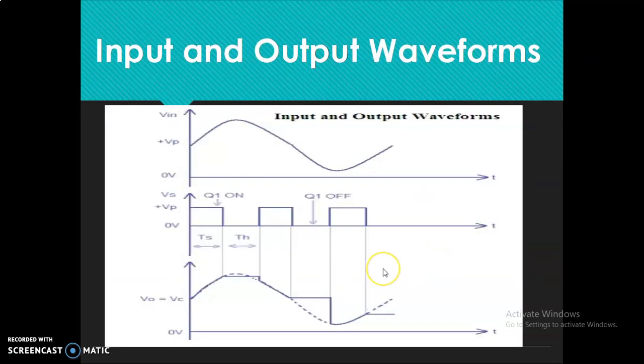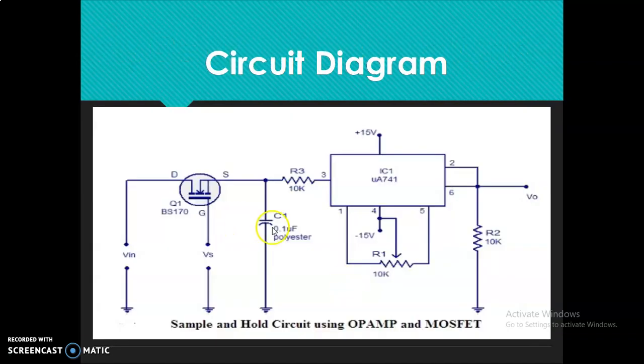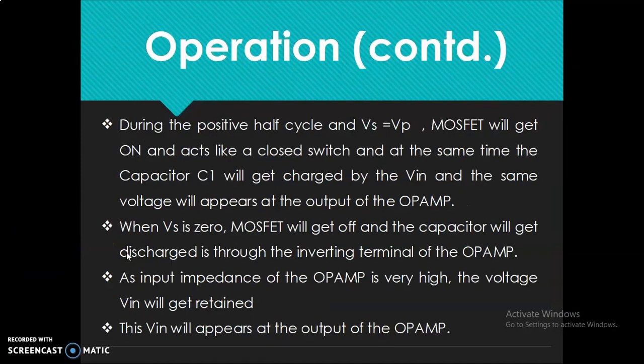You will find that this capacitor will also charge through this input voltage. And the same voltage will appear at the output of the operational amplifier. This voltage will appear at the output of the operational amplifier.